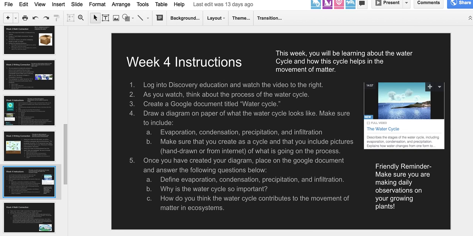Just a reminder, our overall driving question for the unit is: how do plants and animals help in the transfer of different materials and energy? So as we go through this week, definitely keep thinking about some of the processes that we've been talking about with photosynthesis and the movement of matter in our ecosystems.